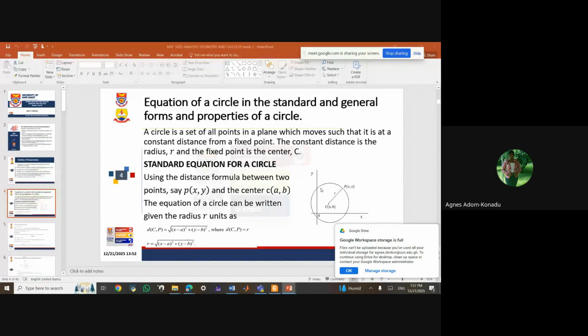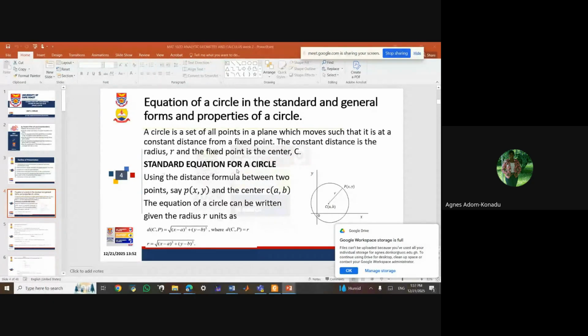So from here to this point on the circle is the same as from C to this point of the circle. So we call this point here the center of the circle. And then from the center to any point, we call that distance the radius. So from C to the point P, we call that distance the radius of the circle. It says that the constant distance is the radius and the fixed point is the center. So this first point, the middle of the circle, we call the center of the circle.